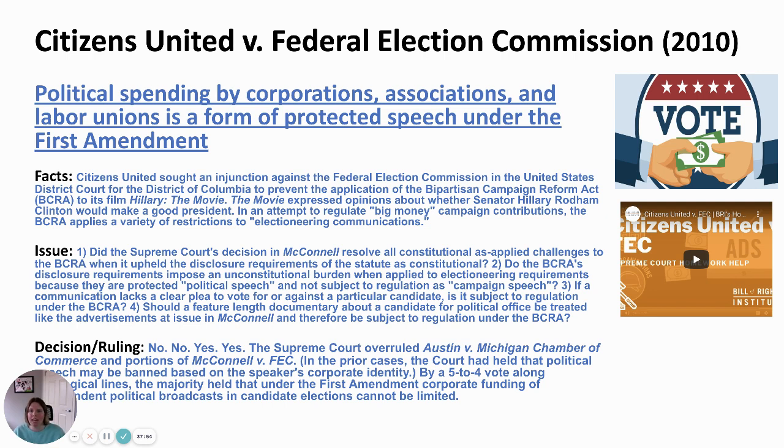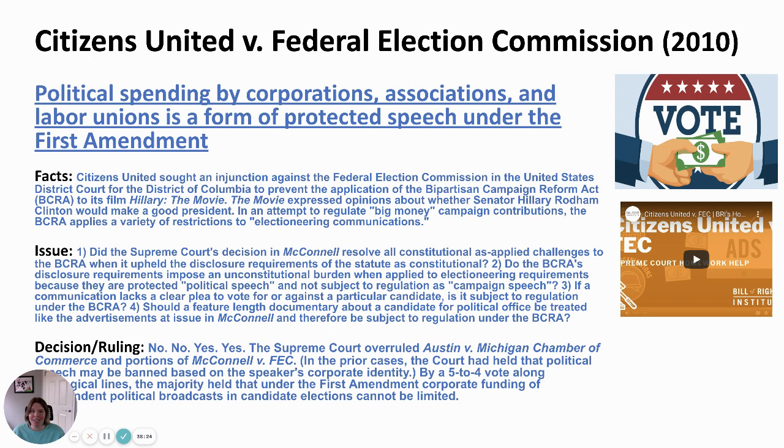So Citizens United sought an injunction against the FEC in the United States District Court to prevent the application of the BCRA, the Bipartisan Campaign Reform Act. They published a movie called Hillary: The Movie, which was a really negative kind of hit piece on Hillary Clinton. Basically they felt that they should be allowed to air it to educate people about her as a candidate. But the movie expressed opinions about whether Senator Hillary Rodham Clinton, as she was at the time, would make a good president.